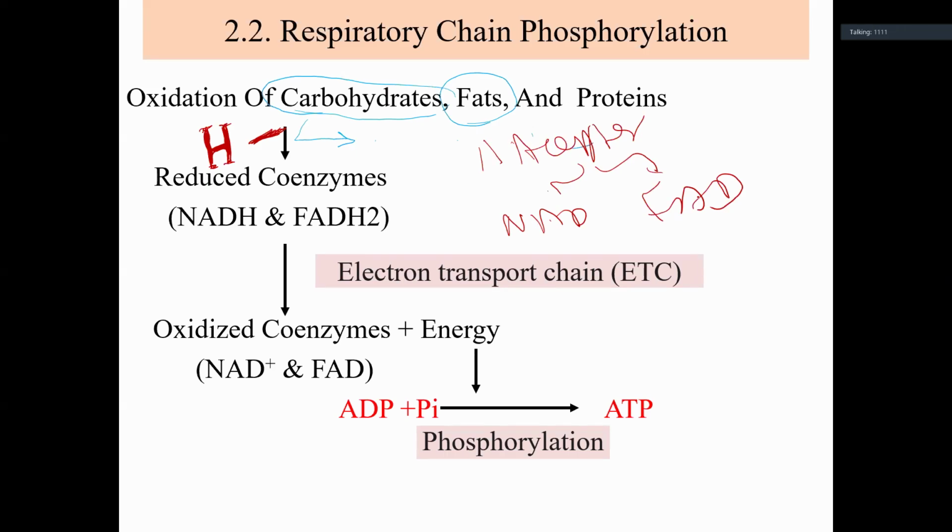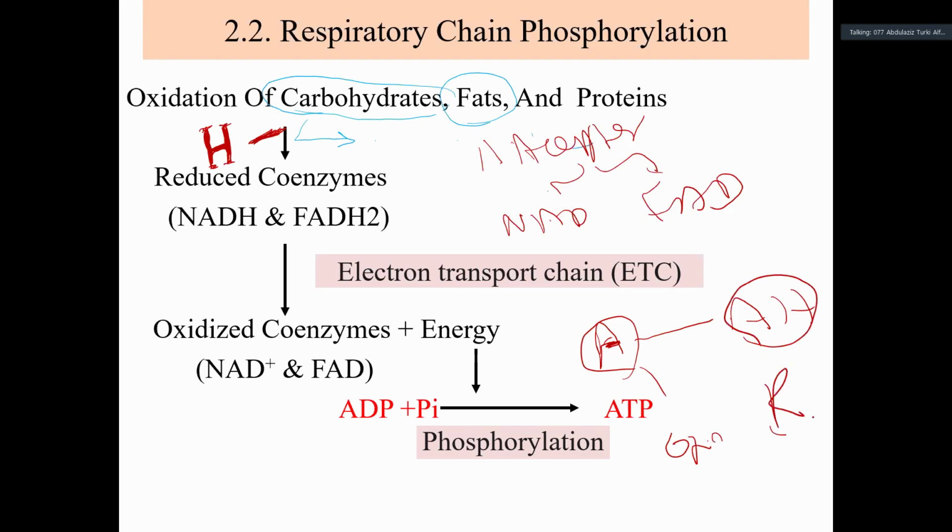They take two hydrogens, one attached and one free, in a radical form. So NAD and FAD, when they take hydrogen, they become reduced. So for example, this is A and this is AH. Which one is oxidized and which one is reduced? The left one, A, is oxidized, and AH is reduced.